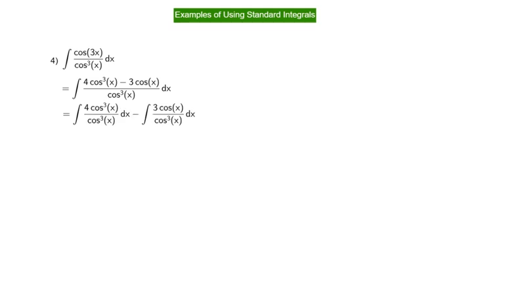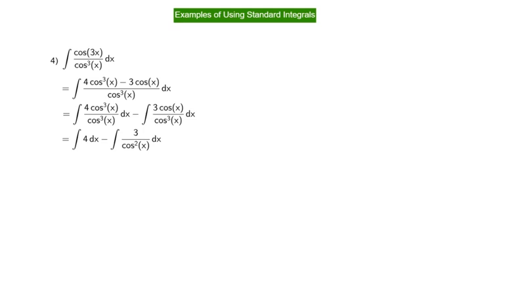Okay, now again we split it into two fractions. So integral of 4 cos cube x by cos cube x dx minus integral of 3 cos x by cos cube x dx. And now 4 dx, because cos cube x cancel out. So we have integral of 4 dx minus integral of cos x, and one of the cos x in the denominator disappears. So we have 3 by cos square x dx.